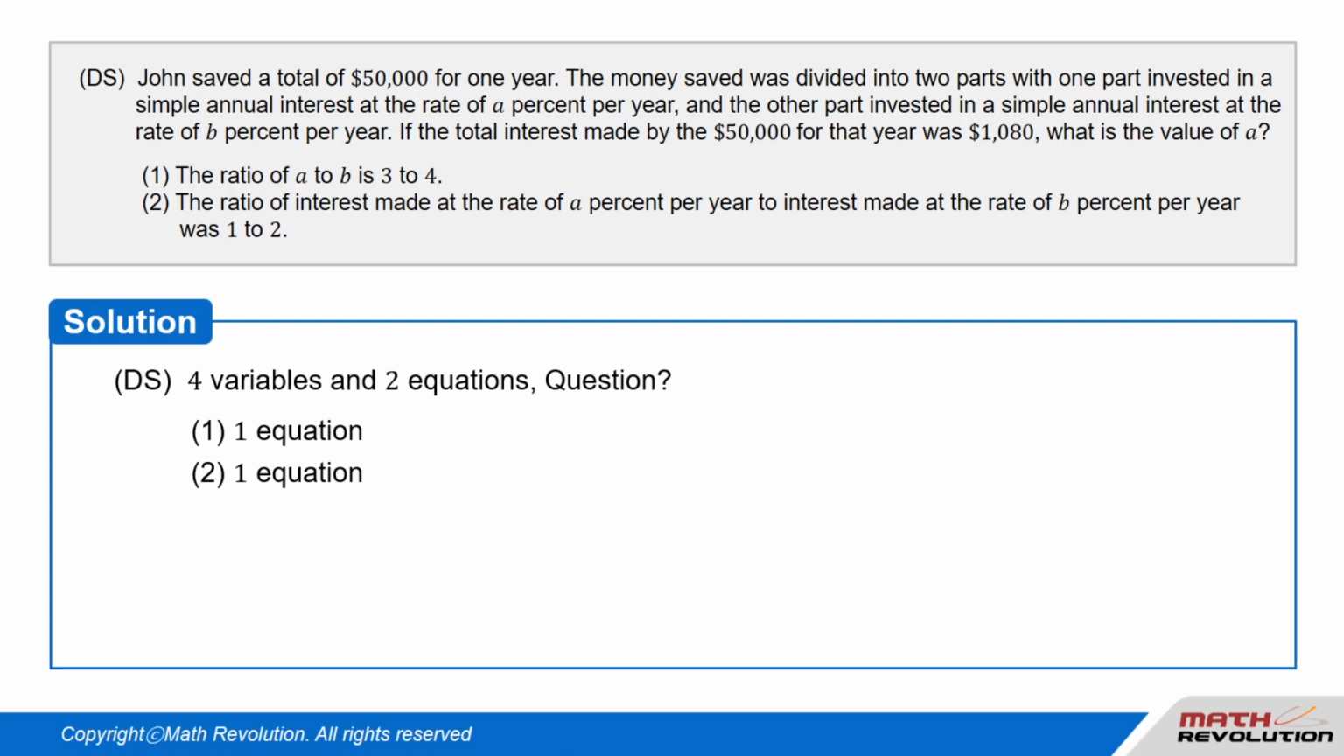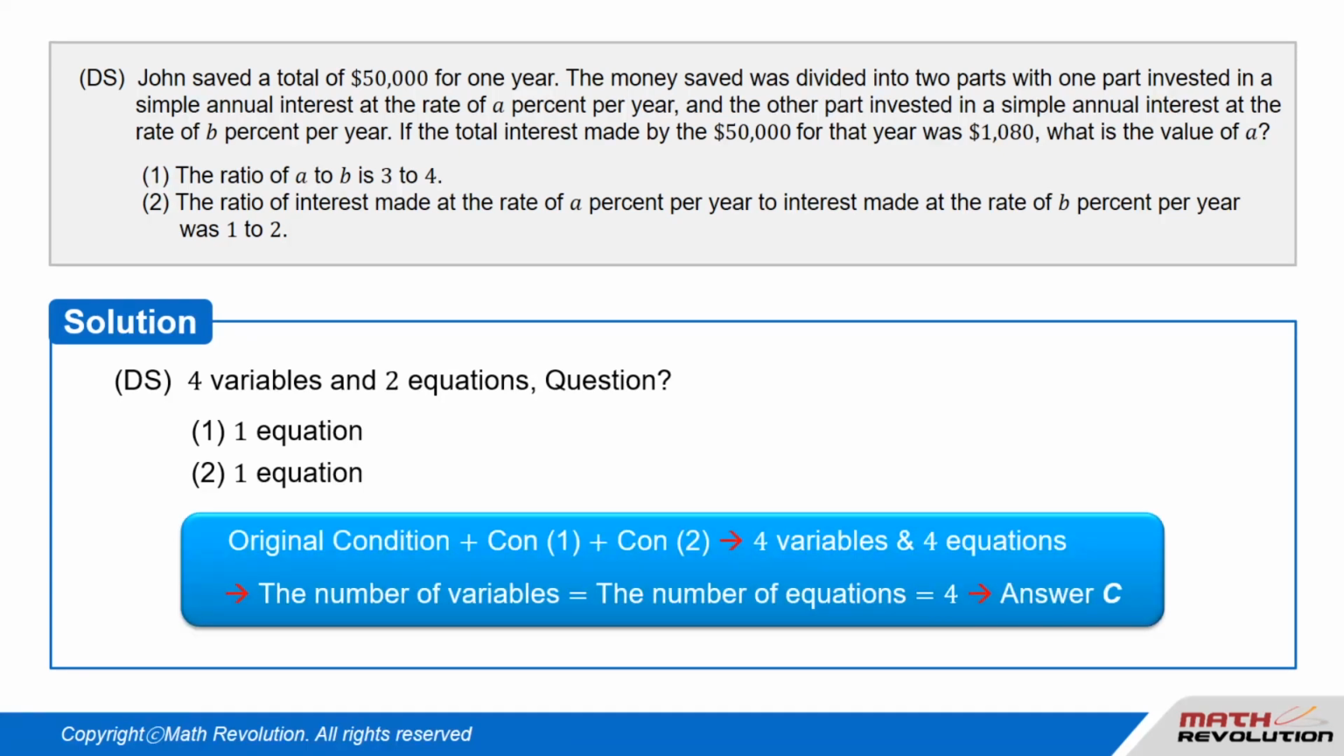Now, 4 variables and 2 equations would generally require 2 more equations to allow solving for the variables. We know that each condition would usually give us an equation, resulting in a total of 4 equations, 2 from the original condition and 1 each from condition 1 and condition 2. Since we need 2 more equations to match the numbers of variables and equations in the original condition, the resulting equal number of equations and variables should logically give us an answer C.